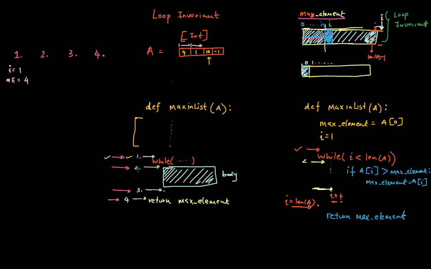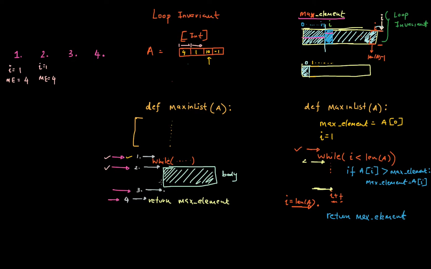What is my loop invariant at point 2 telling me? Well, at point 2, I still have my I as 1. My max element at this point is still 4. Okay, and it's still consistent. That's the only piece of the list I've looked at so far, and my max element so far is still 4. So far, so good.